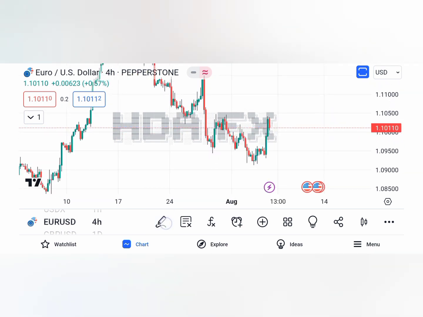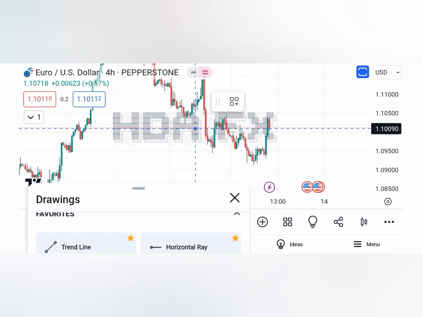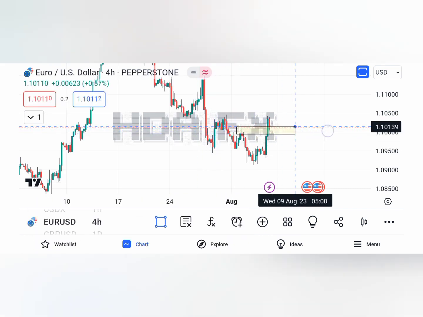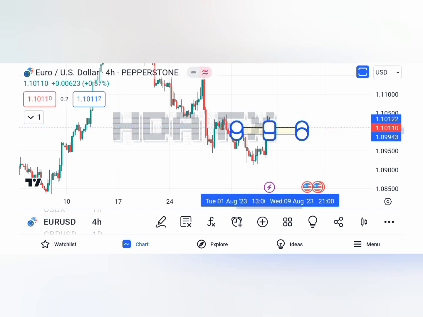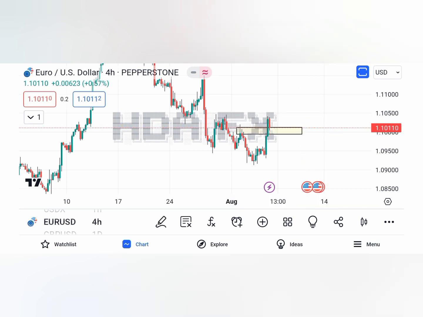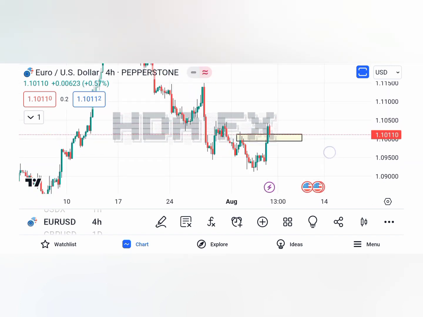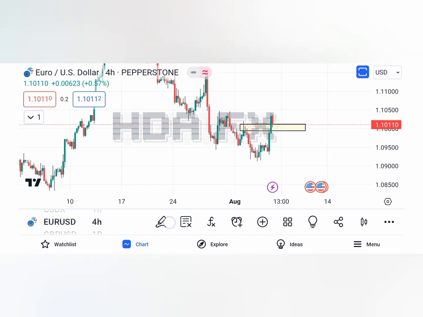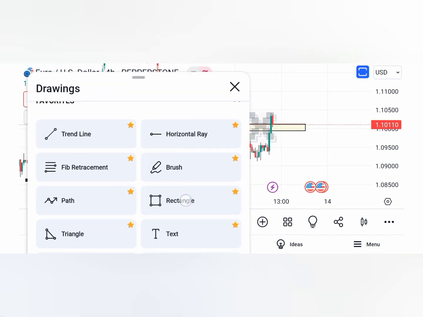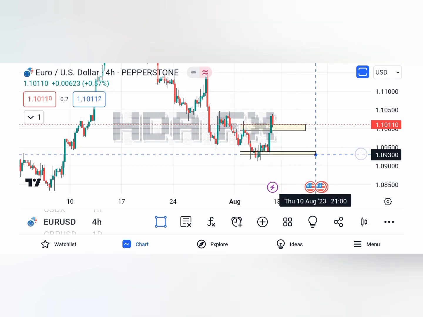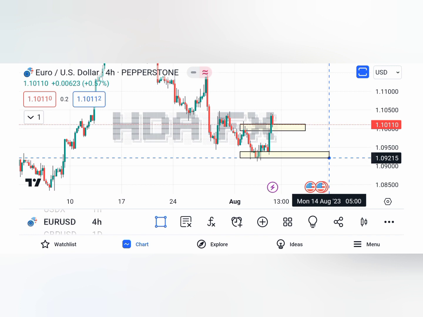Now we could spot this key level here. We could spot this key level here on Euro USD. And we could spot another key level here also on Euro USD.